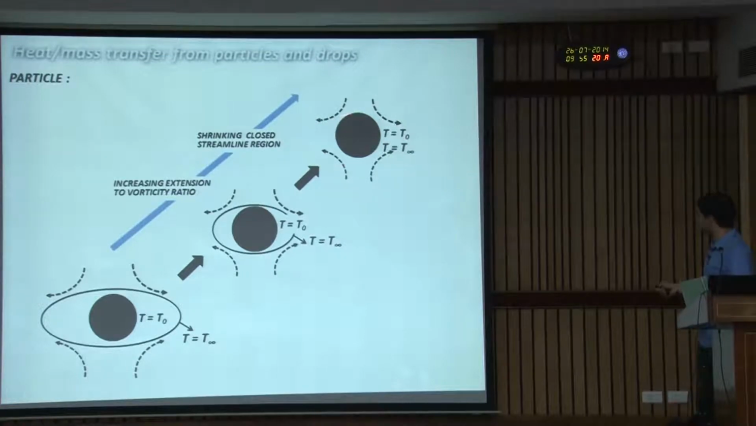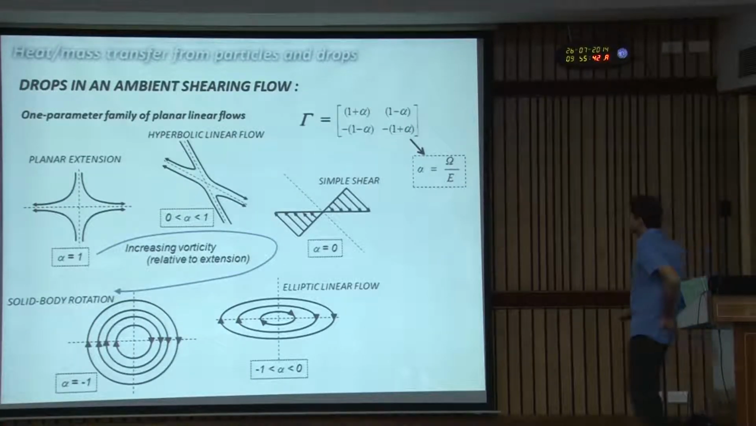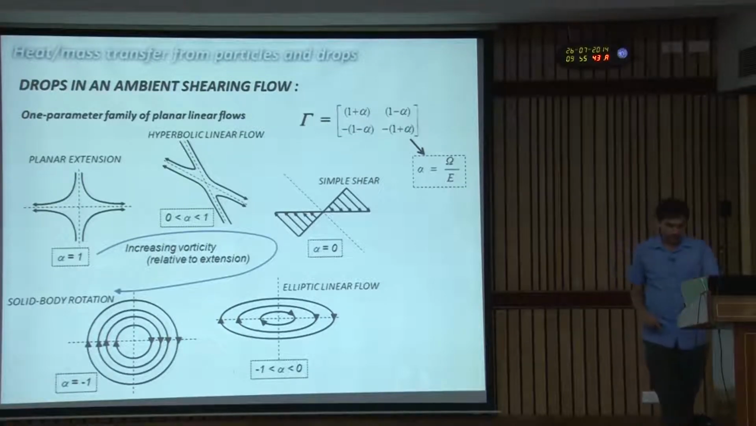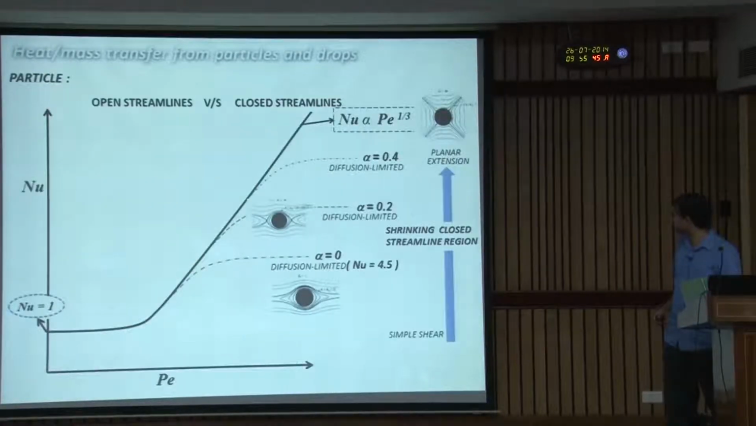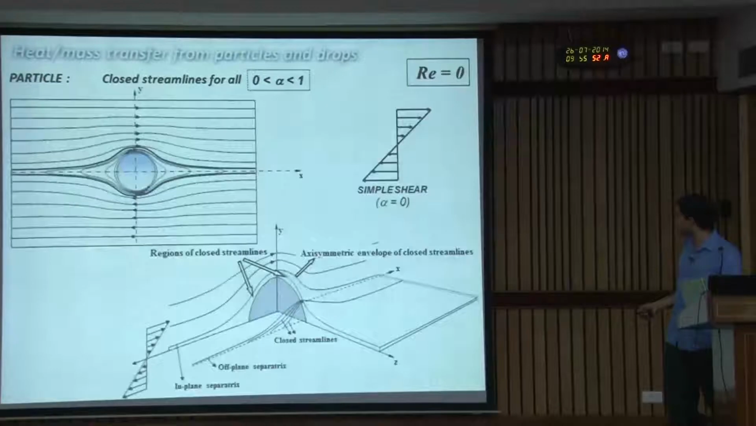Eventually, you don't have that domain, and then your Nusselt number grows to infinity as Peclet increases to infinity. Right. So I spoke about a particle. Now notice that for a particle, this is all for a particle, as soon as you add vorticity, let's go back there a little bit.